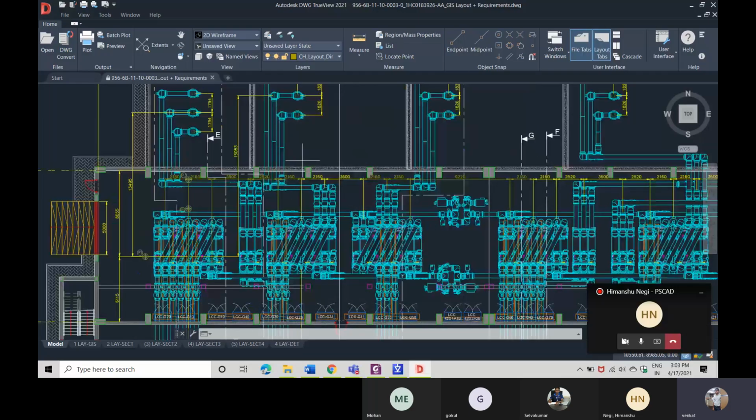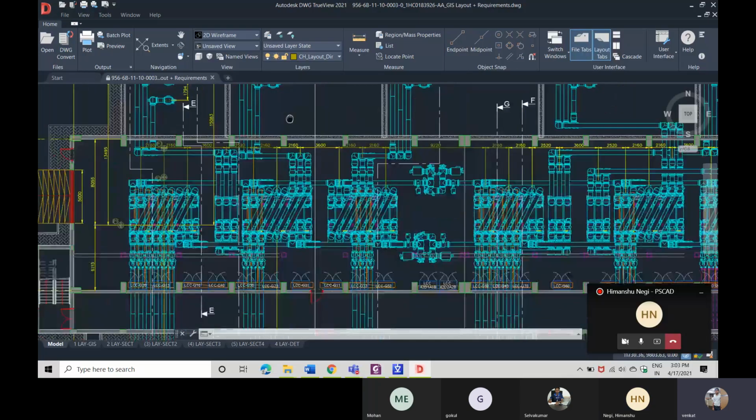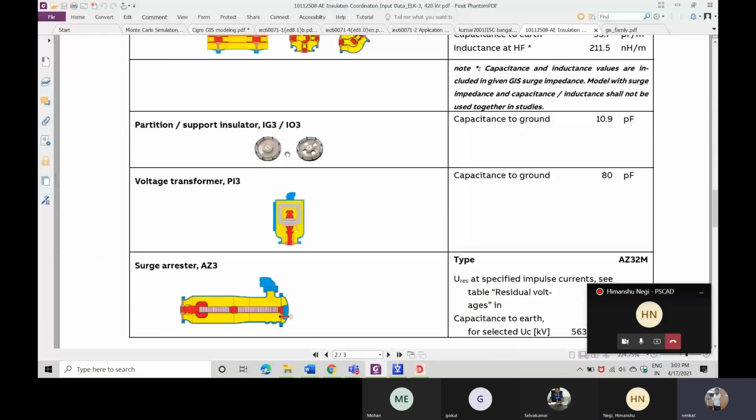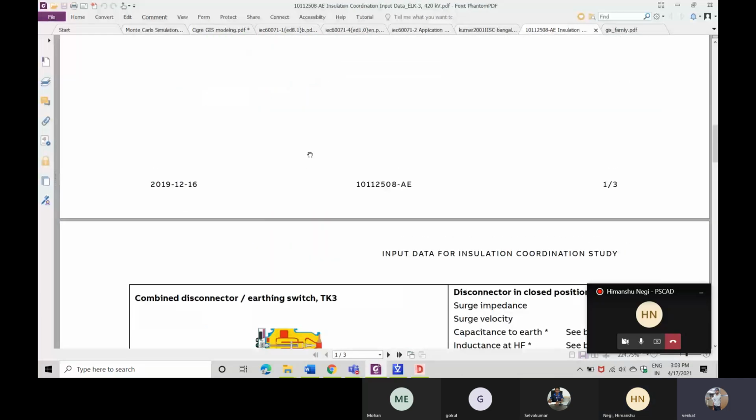This is the view for modeling the GIB and those things. For equipment, what can we do? For equipment, we can follow this, right? We have got the data from the customer. For example, for the circuit breaker, we have this much data, right?